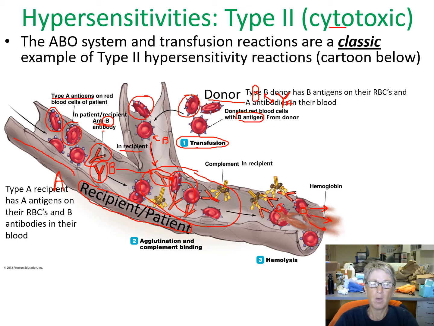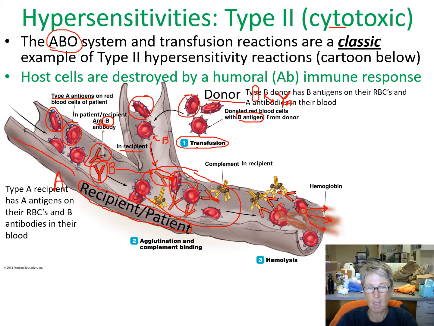This is the ABO system. These are the different blood types and transfusion reactions. This is the donor; you're getting a transfusion of blood from the donor to the recipient. It's a classic type 2 hypersensitivity reaction. And then the host cells, so the host is the recipient, are destroyed by this antibody immune response.